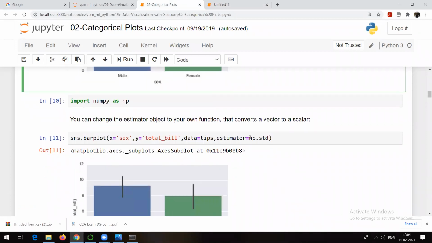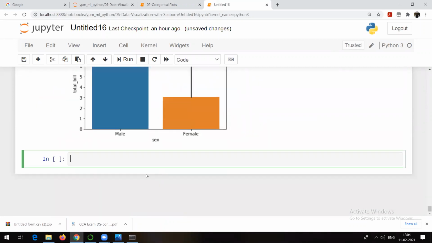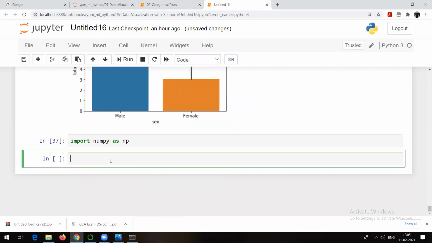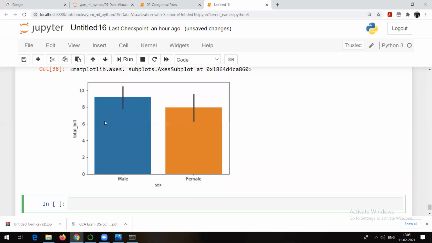And if you want to know the same thing according to standard deviation, yes, that's also possible. Obviously for standard deviation we are going to need numpy. I will just import numpy as I did not import it. So import numpy as np and then run it, and then I will use the same command, but instead of sum, average, mean, max, suppose I want the relationship according to standard deviation. So now for male and female, you can check that the standard deviation for male in case of total bill is more as compared to the standard deviation for female.